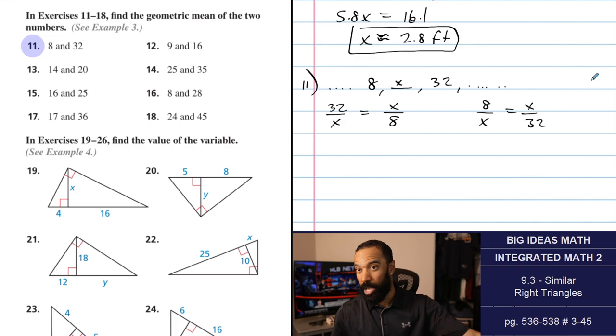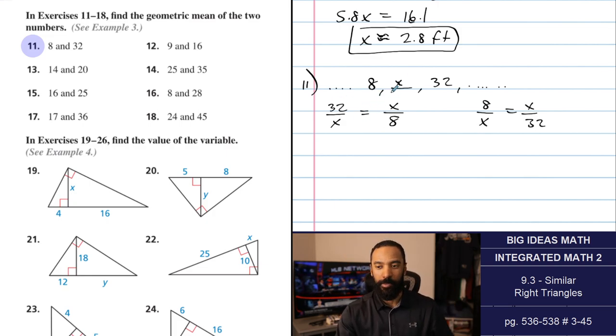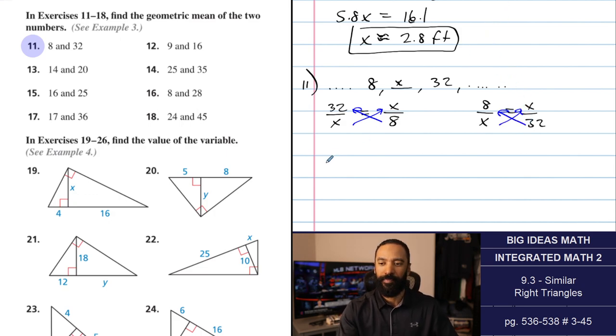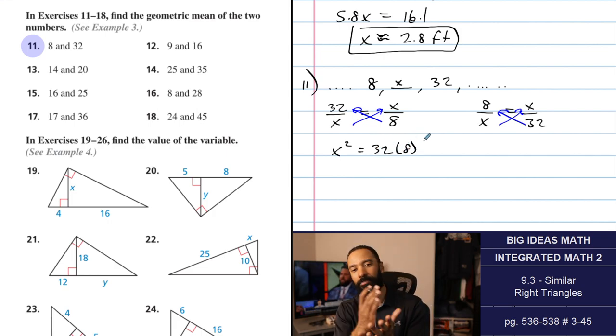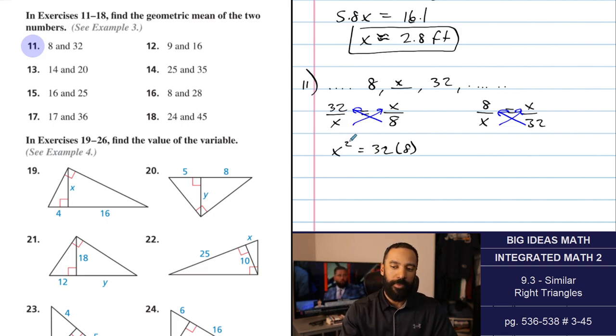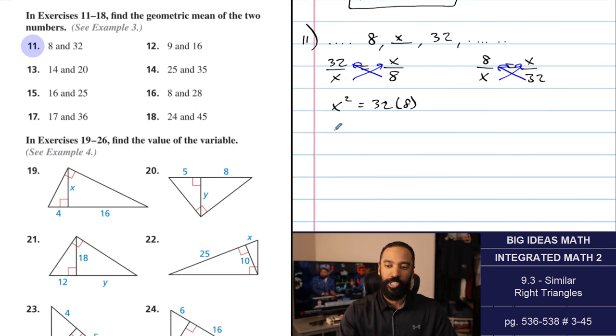Even though it's not exactly the common ratio, when you cross multiply, you'd still have the x's multiply and 32 multiply with 8. Either way, you're going to end up with x squared equals 32 times 8, the way that the book is telling you to get it done. But it comes from that proportion. So if I'm going to be doing this the rest of the way, I'll set up one more proportion on number 12. But if I'm going to be doing this the rest of the way, I want you to know where it came from. Now, 32 times 8, I don't know.